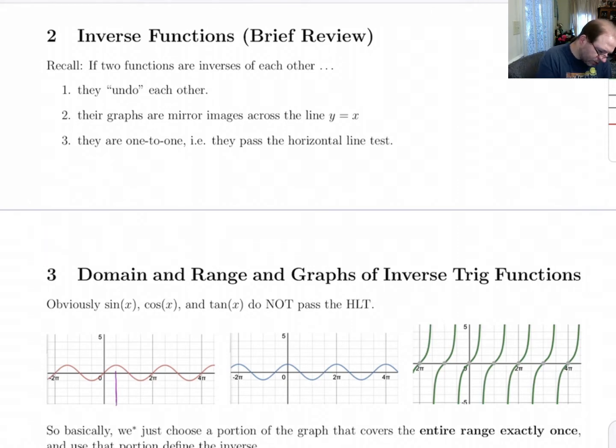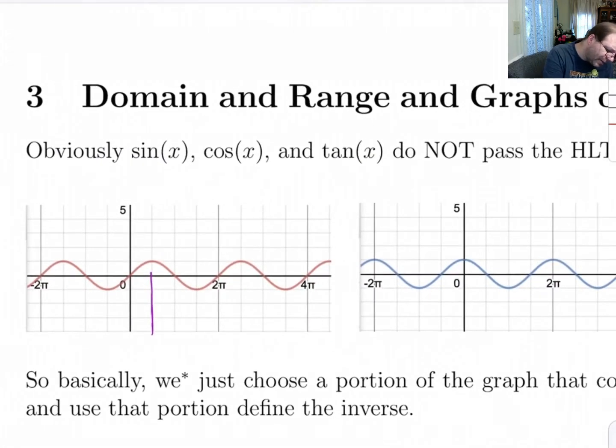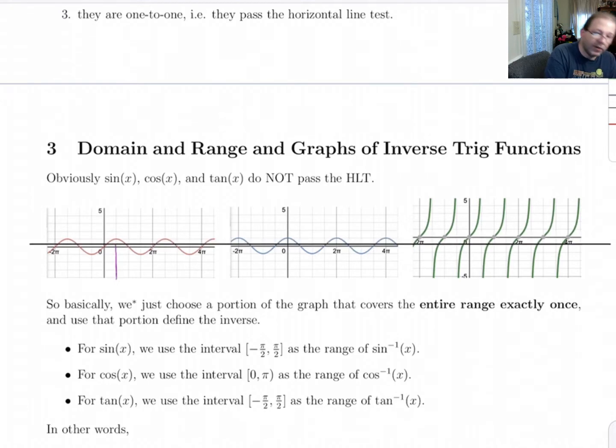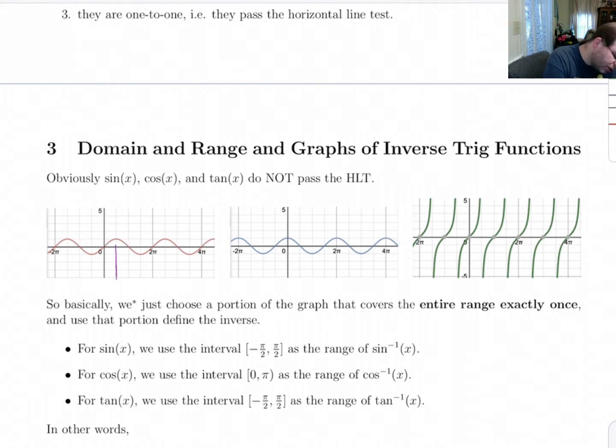Now, obviously, the trig functions don't pass the horizontal line test. If we graph them out here, I've got sine, cosine, and tangent all graphed here. And if I put this line across here, it's going to hit all of these graphs in infinitely many places. So it does not pass the horizontal line test. So what we're going to do is choose a portion of the graph to use to make the graph one-to-one. Basically, we're going to restrict the domain here.